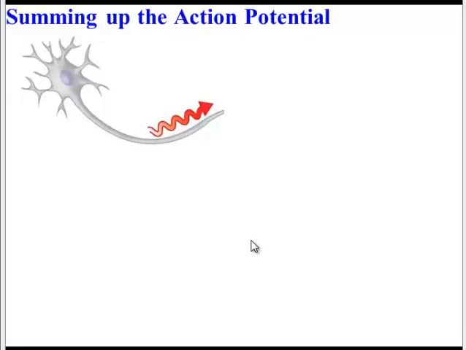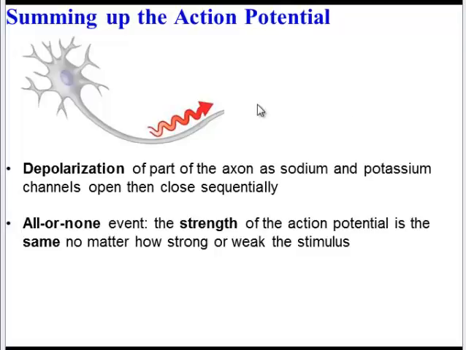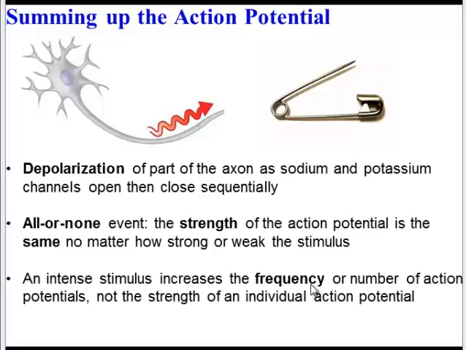So to sum up the action potential, it's caused by depolarization of part of the axon as sodium and potassium channels open and close sequentially. And it's an all or none event. The strength of the action potential is the same no matter how strong or weak the stimulus. So if you're cut by a knife versus cut by a pin, the reason why the knife hurts more is not because the action potential is stronger, but because there's more action potentials. And that concludes our exploration of the action potential.